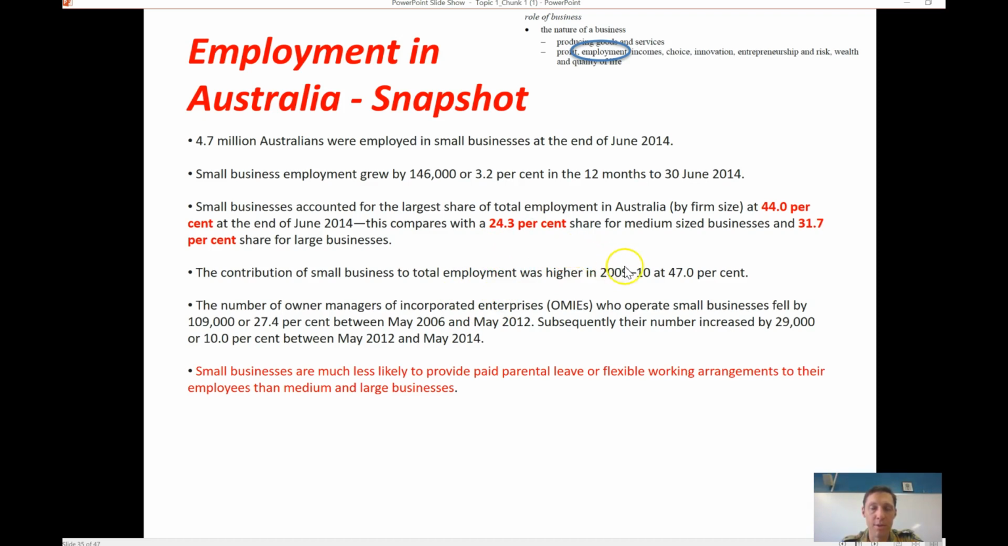Having said all of that, that was on the back of a bit of a fall in small business employment, falling to 47% of all employment. And the last point here is also very important: small businesses are much less likely to provide paid parental leave or flexible working arrangements to their employees than medium and large businesses. So to some degree, there might be a disadvantage in going to work for a small business because of those facts. Again, that's something maybe to touch on in class, and that might push some people to seek employment in large businesses because of the financial benefits, i.e. leave, etc., that they offer.